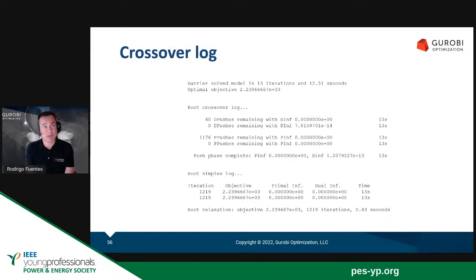When we solve a problem using barrier, we don't necessarily end up on the vertex of the polytope that I talked about. So there is a crossover phase. That means that when we have a solution to the barrier method, we take the solution of that problem and then we push it to one of the vertices of the polytope. That's what we call the crossover section of the algorithm. So we do primal and dual pushes to push that solution towards one of the vertices of the polytope. And we do that with simplex.